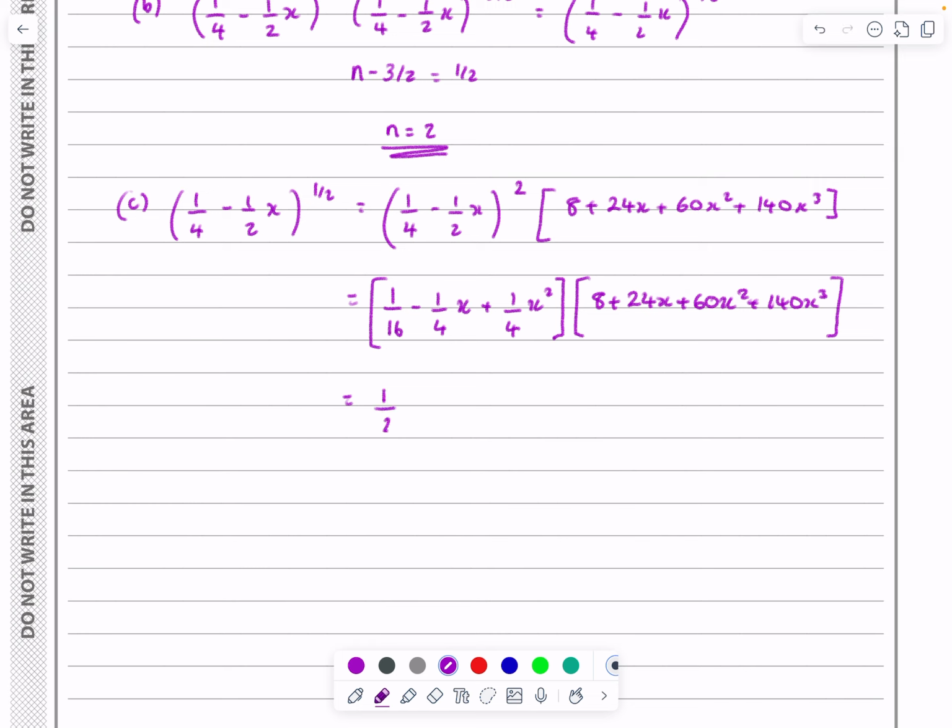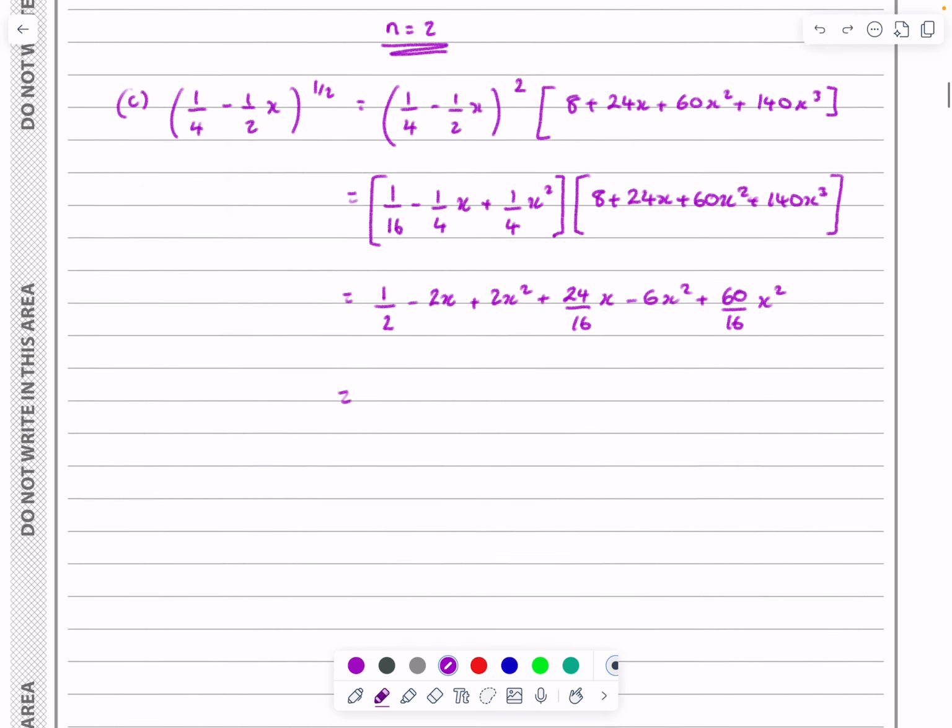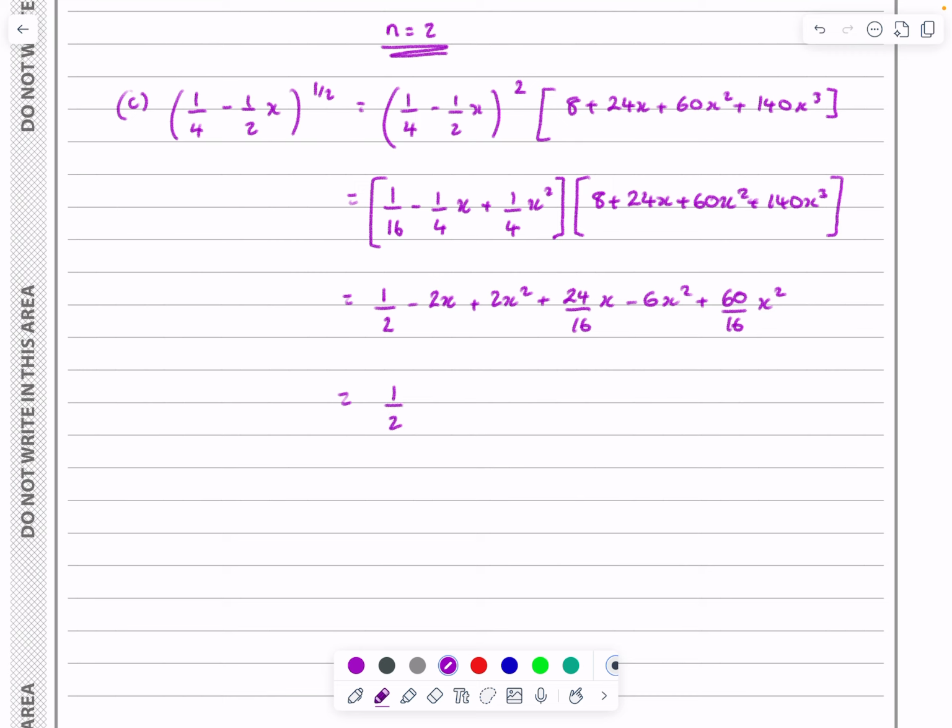So that works out to be a half minus 2x plus 2x squared. And then we've got, and I'm not cancelling anything down at the moment, 24 over 16x. I've got 6x squared, and then the last one, I've got 60 over 16 x squared. I was focusing on just making sure I was doing all those things without worrying about cancelling anything down. But now I can look at this and tidy it all up. I've got my half. If I collect together all the x's, I've got minus a half x. And if I collect together all the x squareds, I've got minus a quarter x squared.